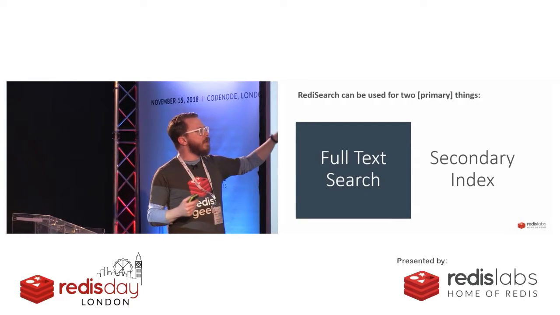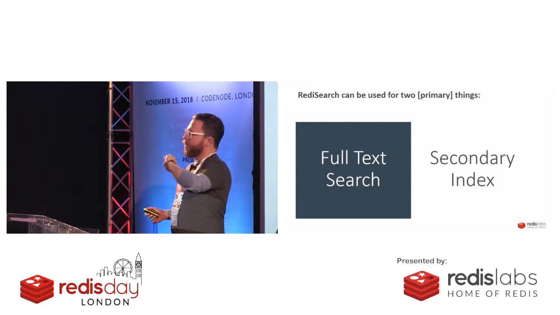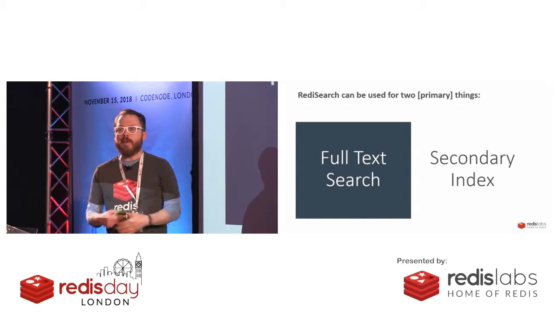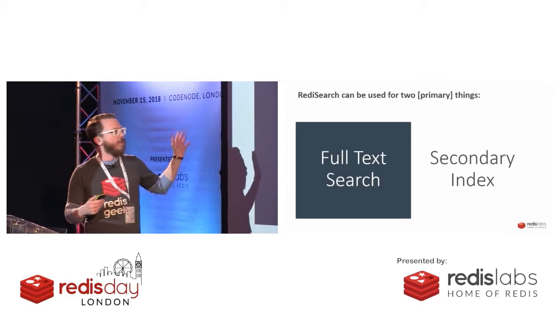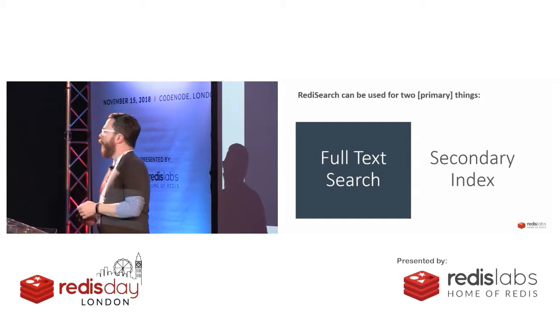Full-text search might be, for example, that you have articles in a newspaper, and you want to find any time that they said Redis. It would look through all the text and find that.